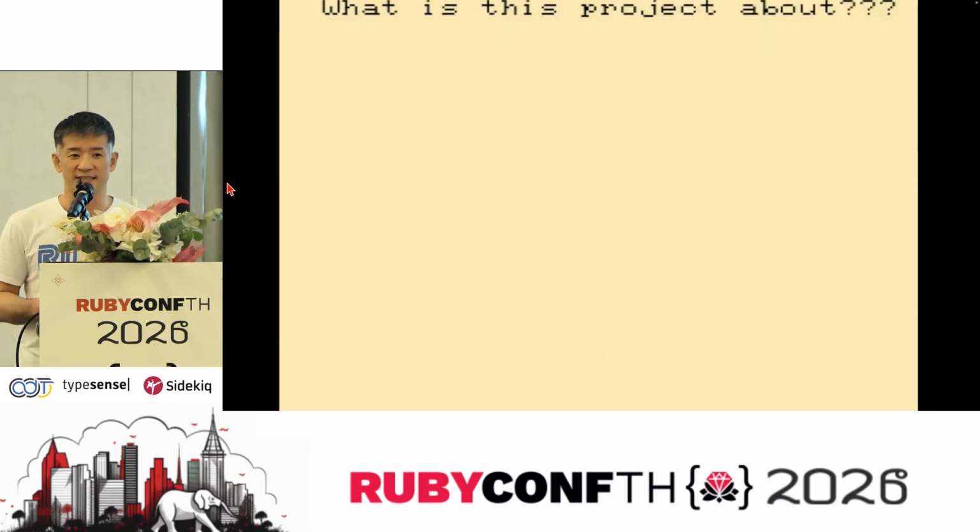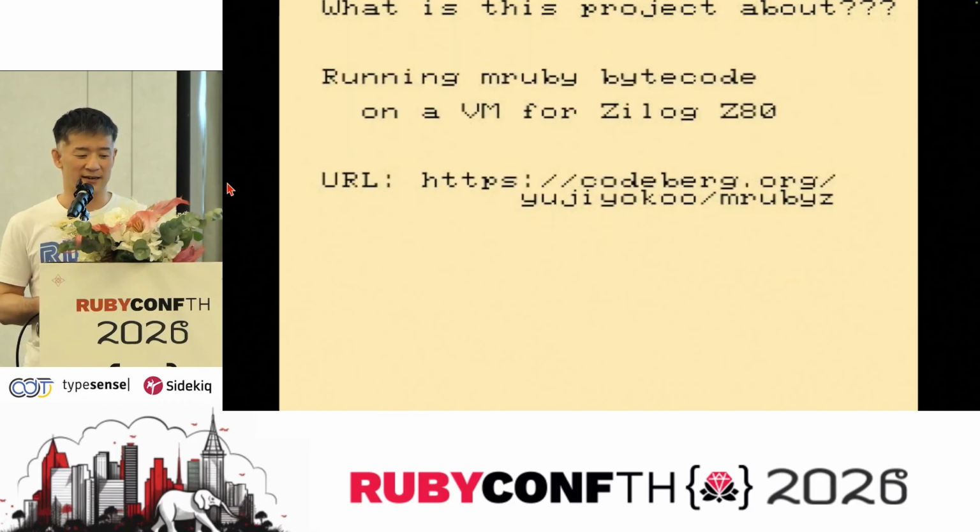And what's this project about? It's a minimal mruby VM for Z80, but well, I'll explain it again. It's running mruby bytecode on a VM for Zilog Z80. Now, after hearing this, I wouldn't be surprised if you went, what is mruby? What is bytecode? What is VM? What is Z80? And that's fair enough. I'll explain those as well.